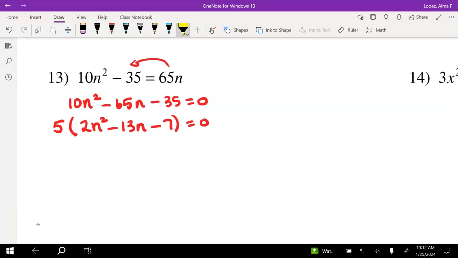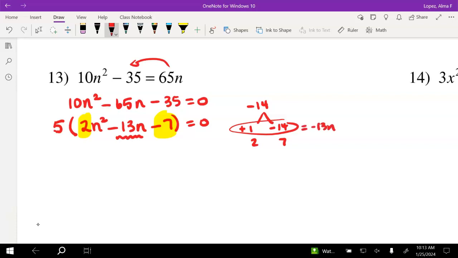This is a type 2 factoring, so I'm going to need to multiply my lead coefficient and my constant together. It's going to give me a negative 14, which will give me factors of 1 and 14 and 2 and 7. I'm trying to make a negative 13 out of that, so I will be using the 1 and 14. In order to get them to add up to negative 13, the 1 will be positive and the 14 will be negative. And you see how they do multiply out to be negative 14.